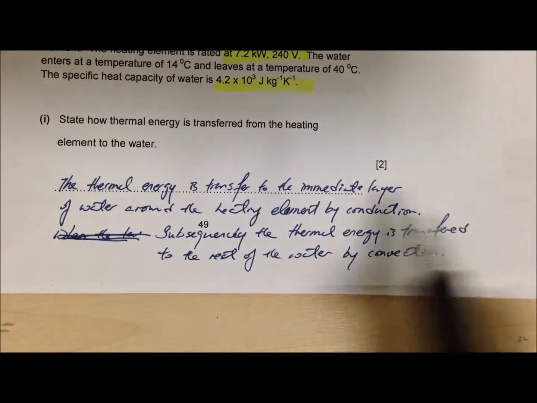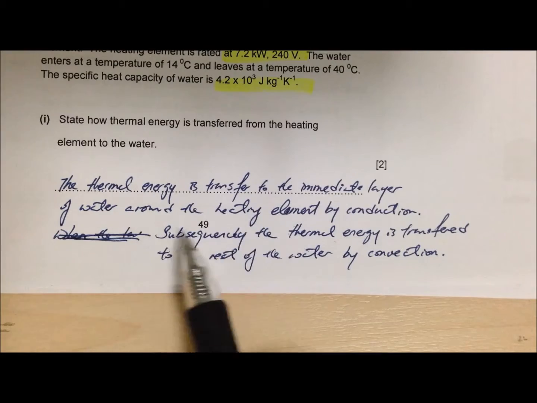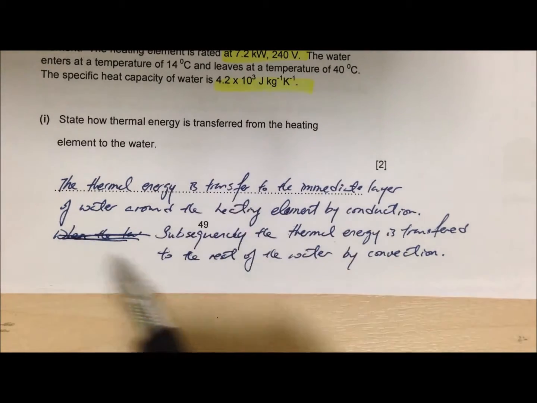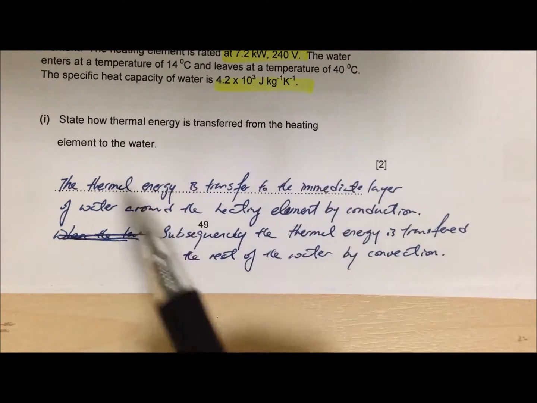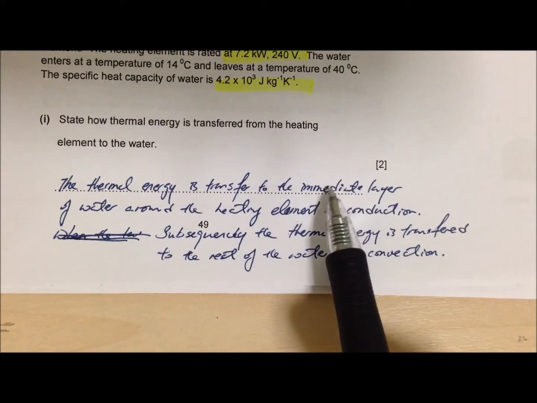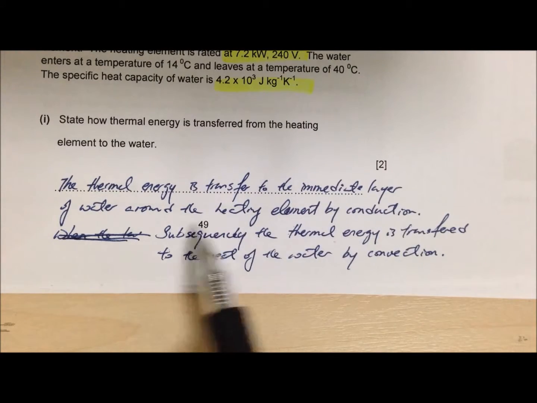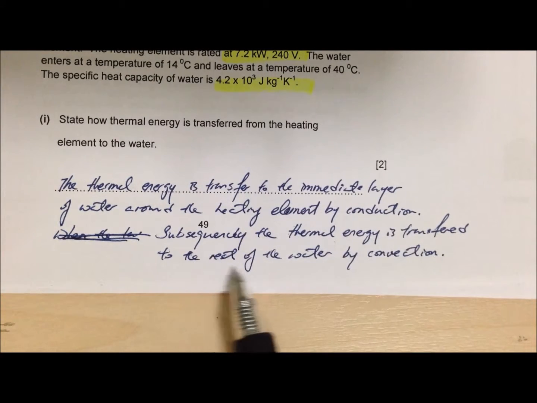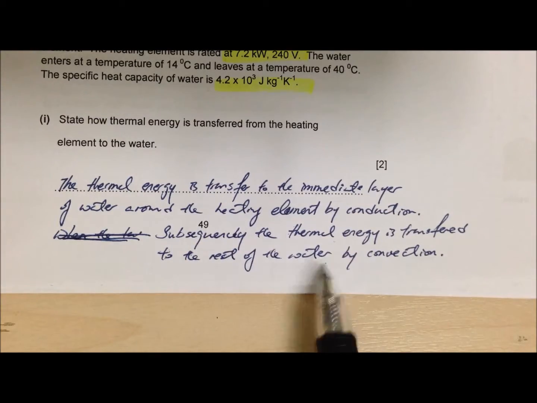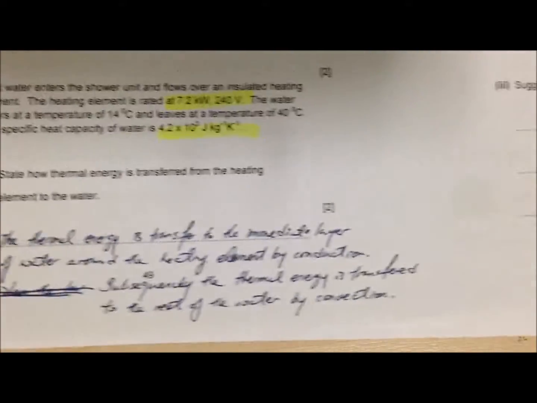So the problem here is that some students do not know how to describe. So some of the keywords that I usually use when I describe this are like immediate layer, subsequently, and how the heat is transferred to the rest of the water. Okay, so it gives you a very short and precise answer. Okay, then for part 2, you have to estimate the flow rate of the water.